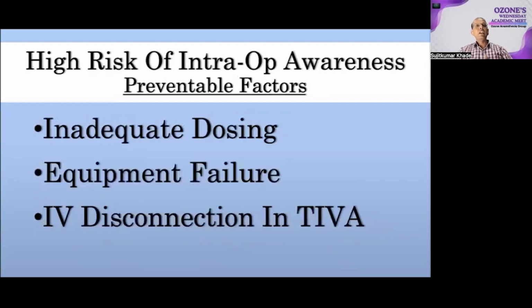There are few preventable factors. We electively give inadequate dosing to keep the patient light so that we have improved hemodynamics, like in trauma patients, where if the patient's blood pressure is on the lower side, we try to decrease the MAC so that the patient's blood pressure will improve. Patients who are bleeding profusely, so this increases the risk of intraoperative awareness.